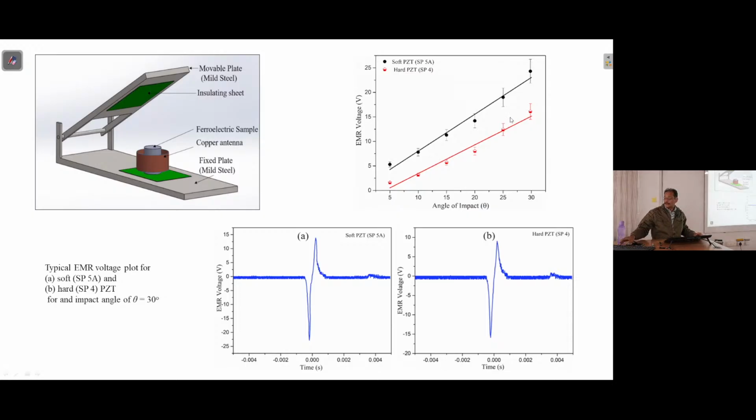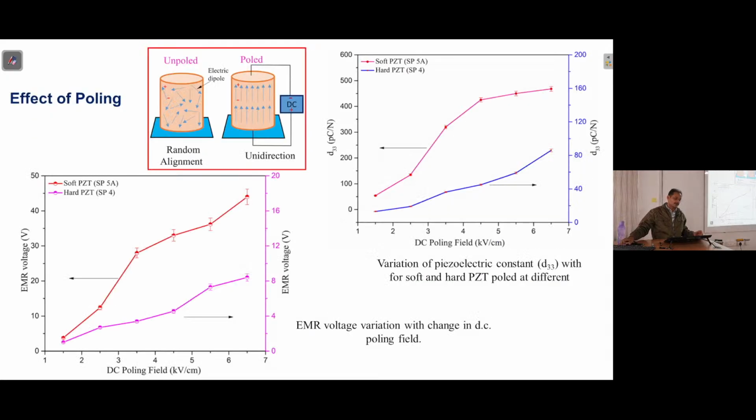Then beyond that, we moved on to the effect of poling. Polarization, I guess some of you might already know. Naturally, many piezoelectric materials occur which are by default piezoelectric. But there are a large number of materials under the category of ferroelectric materials, and if you polarize them, then they will act as very good piezoelectric materials.